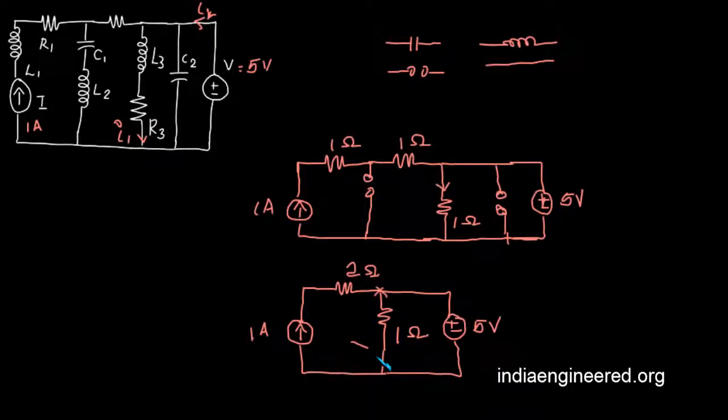We are asked to find out this current I1. We have assumed it as I1 and this current I2. So what is the current here? We have 5 volts across 1 ohm. So the current I1 will be 5 by 1, that is 5 amperes.